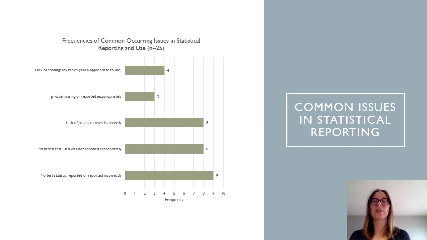And oftentimes I saw that the students may say at one spot what test they used, perhaps in their method section, but in their results section, when they're actually reporting the results of the analysis that they did, they may not mention what test it was, or they may not have really mentioned it at all sometimes throughout the paper. So just making sure that we have students doing that as well.